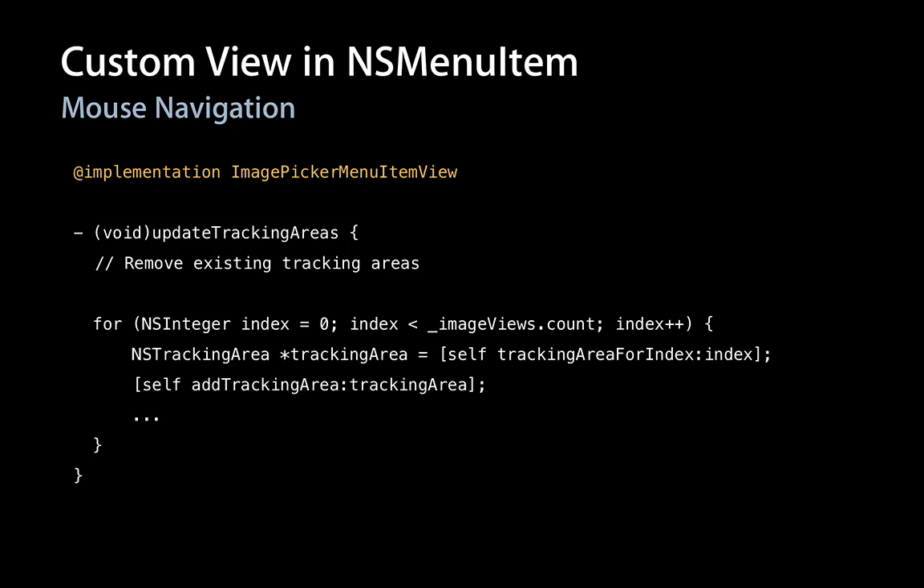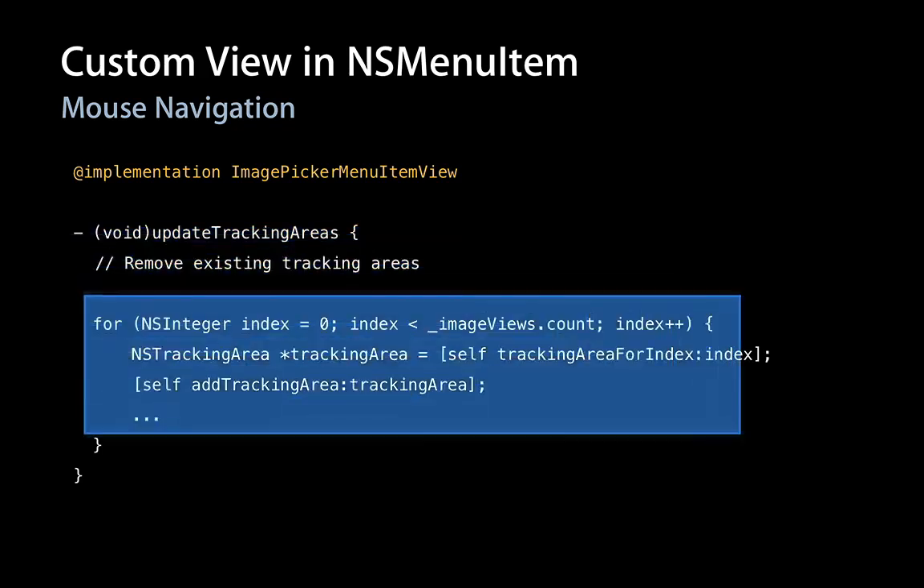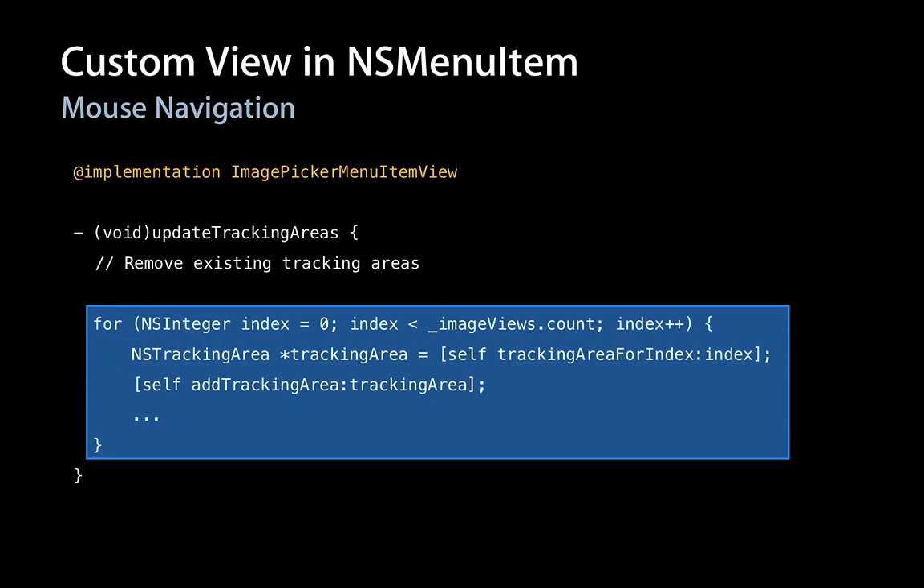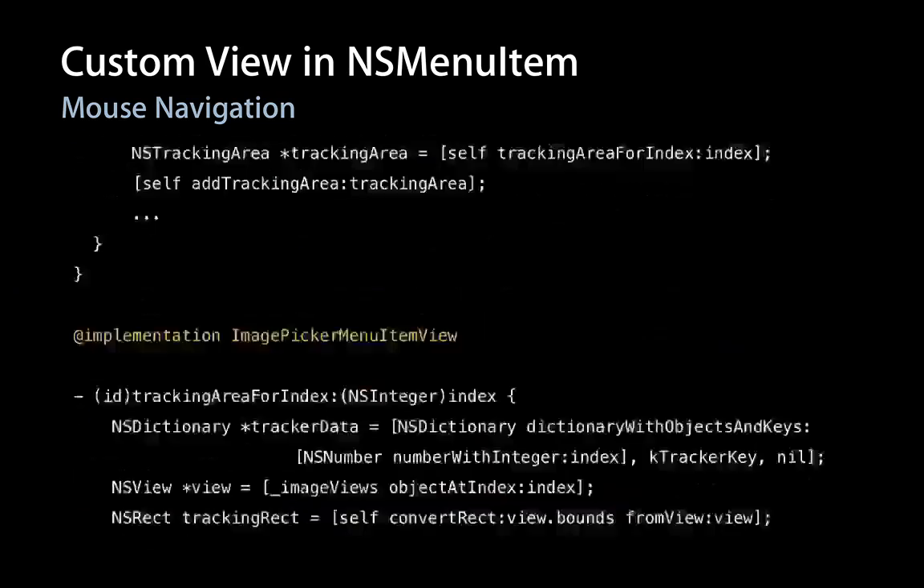Instead, we're going to go ahead and use updateTrackingAreas. We're going to create tracking areas to do our mouse tracking. And you do that by overriding updateTrackingAreas in your custom view. In this case, we just loop through each one of our image views, and we're going to call an internal method that we'll get to in a little bit called trackingAreaForIndex. The key important thing on this slide is that you call self addTrackingArea. addTrackingArea is an API on NSView, and that's how you add your tracking areas once you've created them.